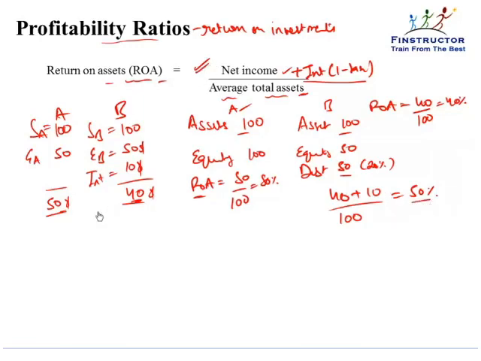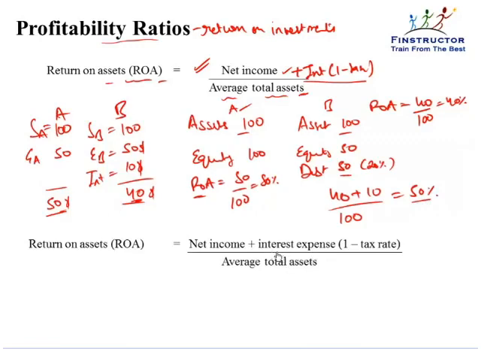and both assets are giving a return of 50%. Now please remember, as we have studied many times before, that interest is a tax deductible expense. So no interest means no associated tax benefit as well. So if you add back the interest expense, you'll have to subtract the tax shield that interest was giving. Hence the net effect would be interest times (1 minus the tax rate). So the return on assets, if nothing is specified, please use the second formula, not the first one. That is the net income plus interest times (1 minus tax) upon the average total asset.